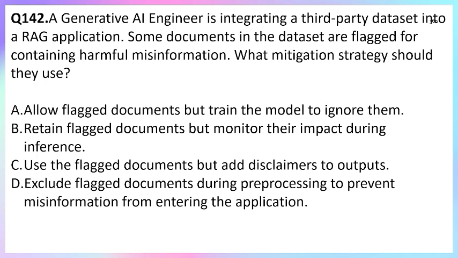Where is option D? Exclude the flagged documents during pre-processing. Yes, before processing your data set, if you exclude the flagged documents, then it will not provide the misinformation. Meaning before entering, if you have already identified the misinformation and you are not going to use that data, then ultimately your data will be pure and correct. So the correct option is option D.